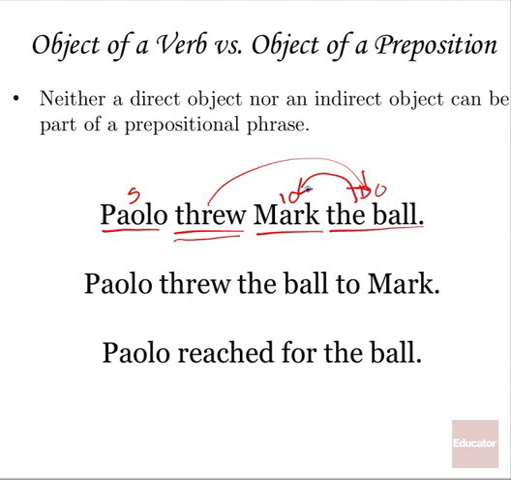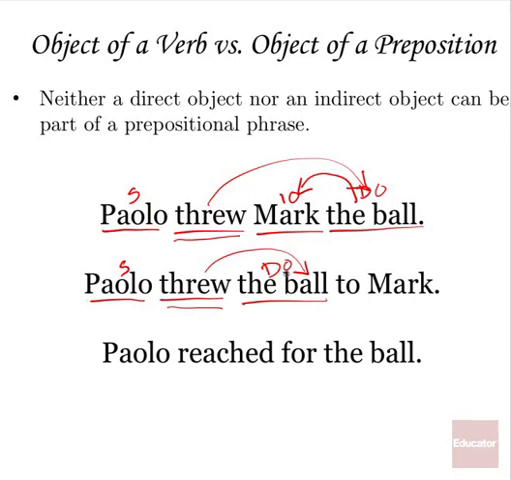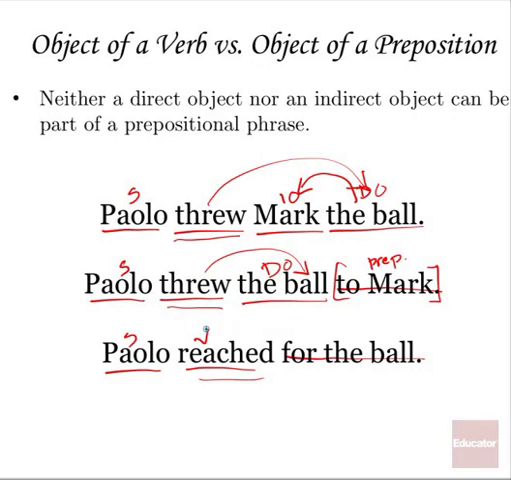But there are a couple of different ways you can say this. Paulo, there's our subject again, threw the ball to Mark. Well, the ball is still the direct object. It's still experiencing the g-forces, but to Mark is a prepositional phrase. And prepositional phrases are modifiers, and they do not count for the purpose of direct and indirect objects. They're kind of their own little world within the sentence. All right, you can also look at Paulo reached for the ball. For the ball is another prepositional phrase, so there is neither a direct object nor an indirect object in this sentence. You have a subject, Paulo, and you have a verb, reached, and you don't have anything else.